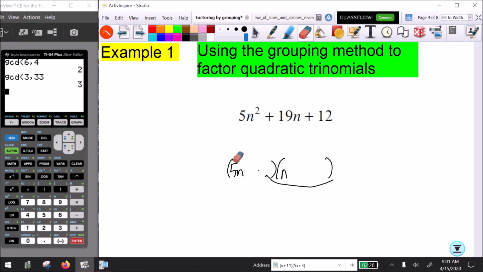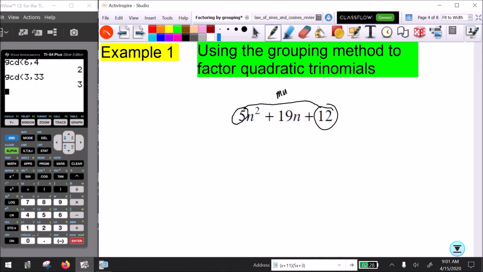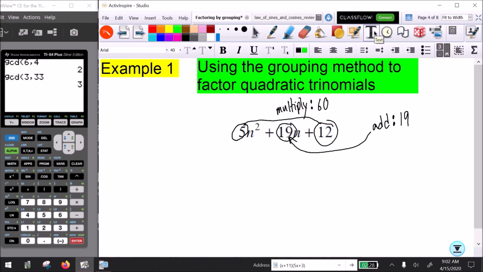There is a way to do it without guessing at all, and that's called the grouping method, which I'm about to teach you right now. So this is a little bit new. You want to begin by taking the leading coefficient and the constant at the end and multiplying them together. So what are these equal when we multiply them? These equal 5 times 12 is 60. And then you're looking for something that adds up to the number in the middle. So we're looking for two numbers that multiply to 60 and add up to 19.